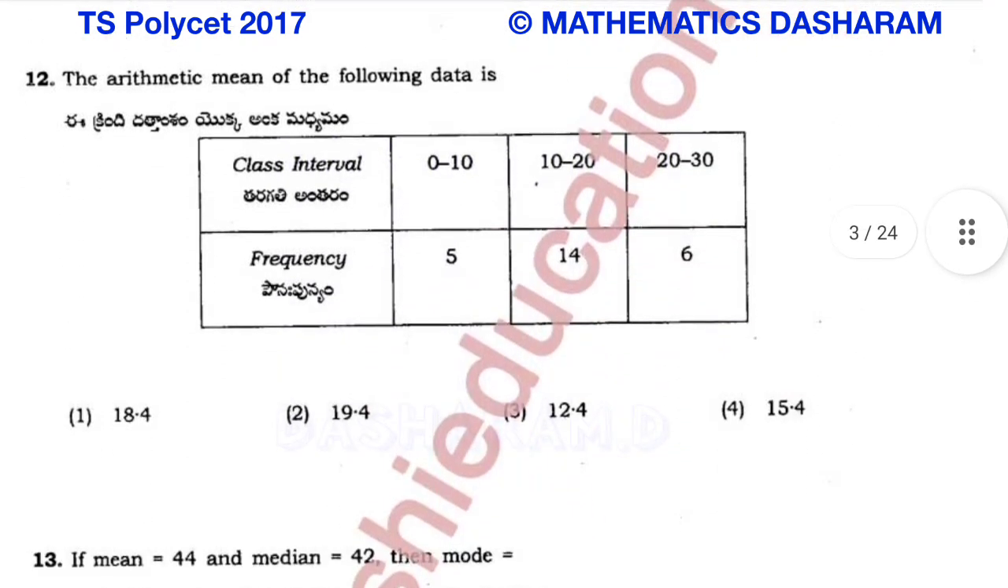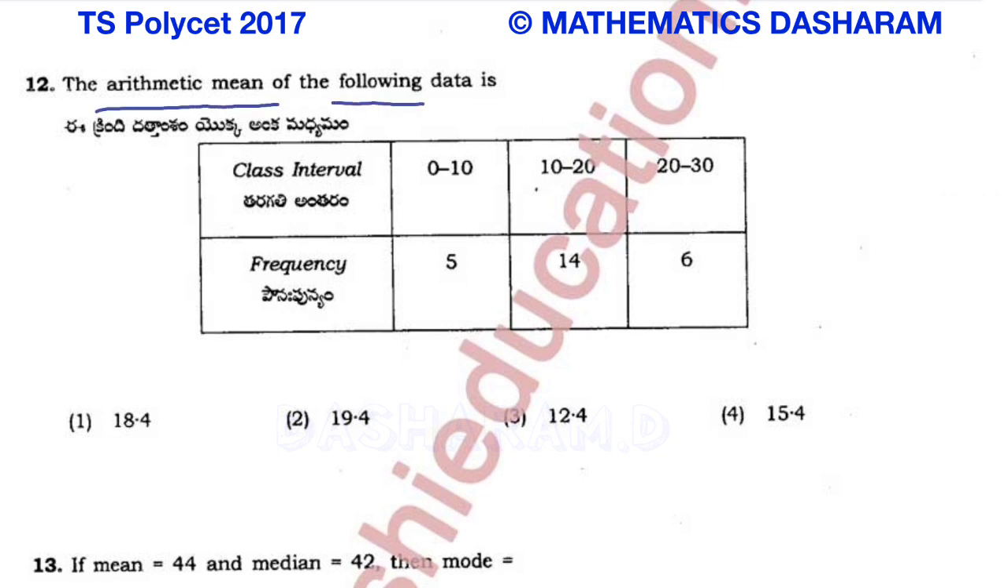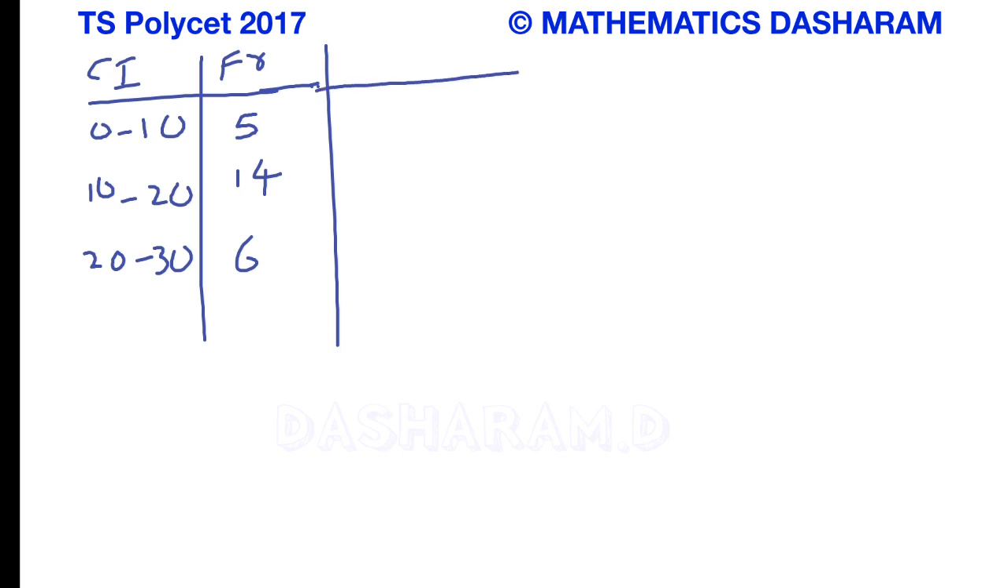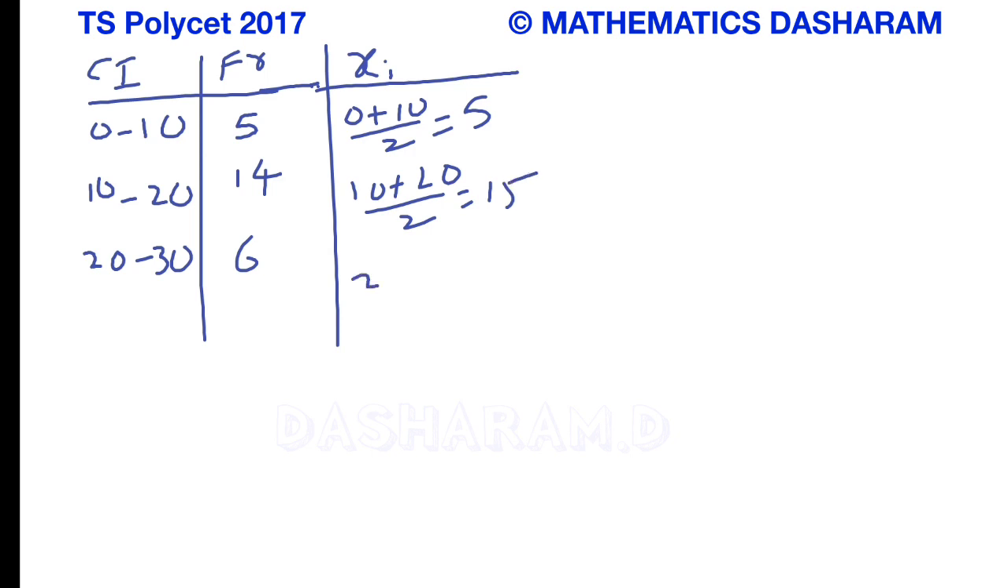Next, the 12th question. The arithmetic mean of the following data is. Here the class intervals are 0 to 10, 10 to 20, 20 to 30 and the frequencies are 5, 14, 6. Use the direct method to find the arithmetic mean. We need xi, that means the mid value. The mid value is 0 plus 10 divided by 2, so it is 5. 10 plus 20 by 2 is 15. 20 plus 30 by 2 is 25.